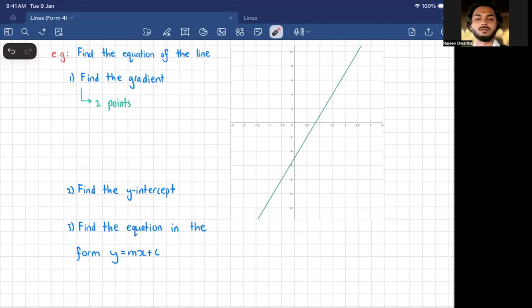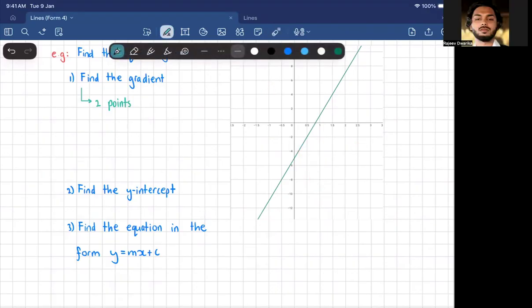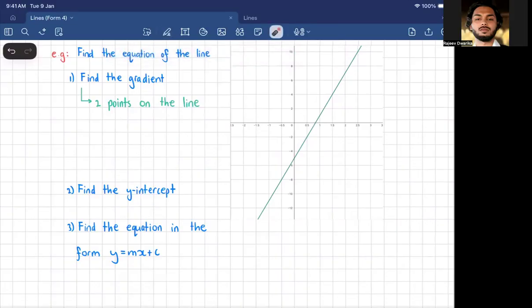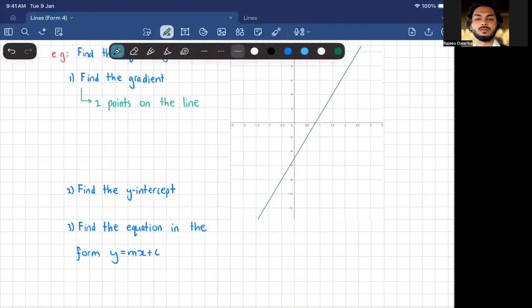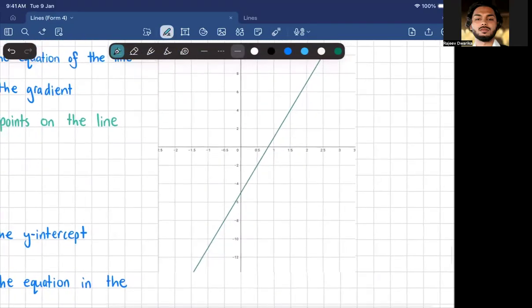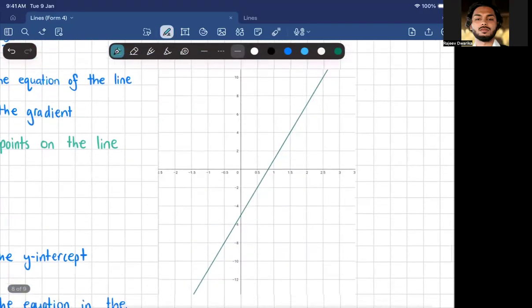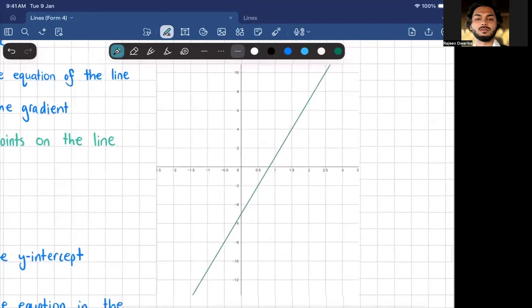Think about it. What will be the point then? If I pick a point here and I pick a point here, do I have anything to do with this line? No. So I'm going to be specific here: 2 points on the line. It must be on the line. If not, then you're not finding the equation for this. You're finding the equation of something else. So I would like you all, if possible, to read off 2 points from this graph here.